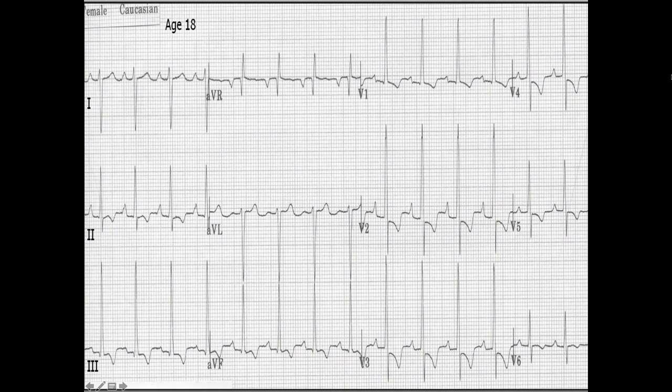Next EKG. Rhythm is a sinus rhythm. Axis: lead 1 is negative, AVF is positive. We have right axis deviation.